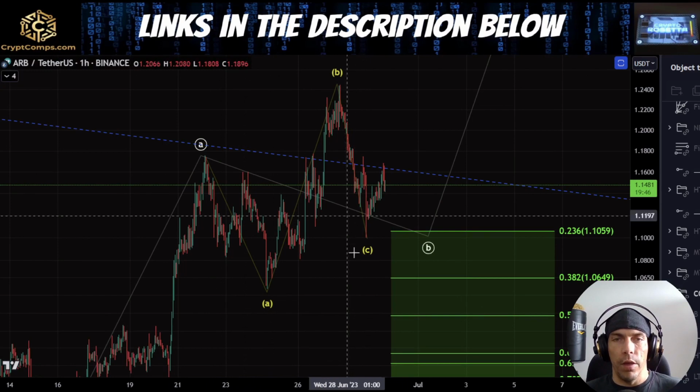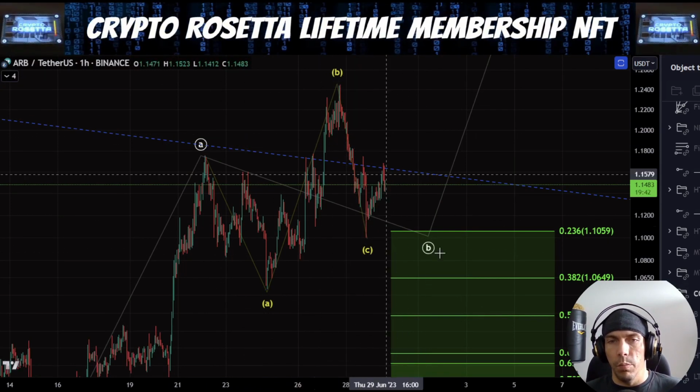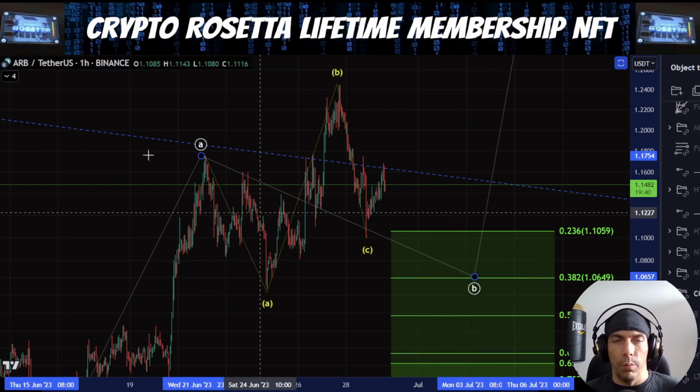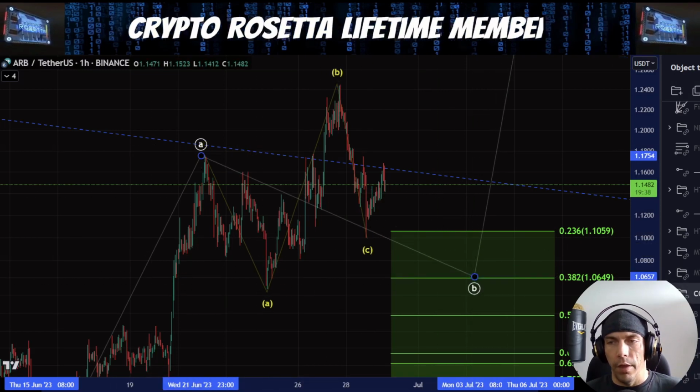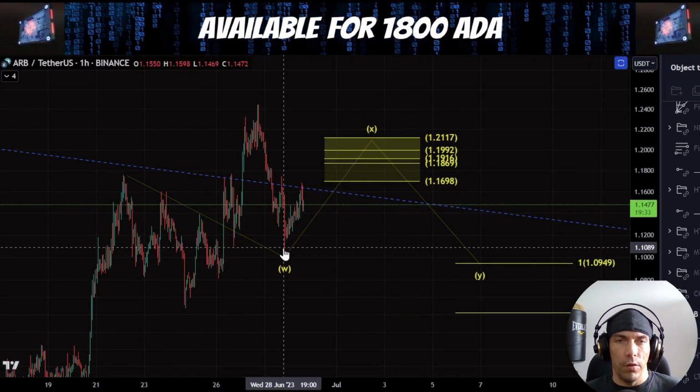We're looking at this as A, B, and C, and then we are looking for the potential that this B wave here is still not complete. So this is actually the first leg of that. So that would be looking at something along these lines, where we'd be treating this as a W here.